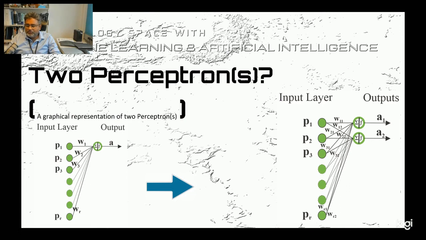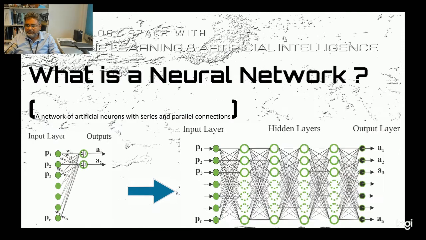So adding more and more neurons or perceptrons would create these massive structures of a neural network, and that would be represented in this figure on the right hand side. So this is a general representation of a neural network. I think we have answered that initial question of what is a neural network. It is more like a combination of various artificial neurons or perceptrons in a parallel and series structure.